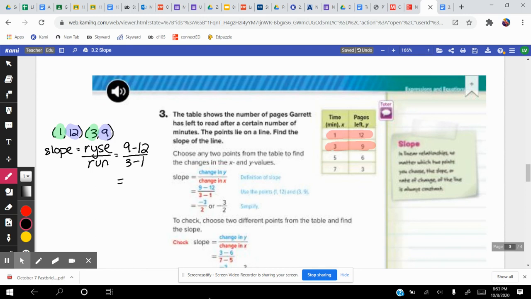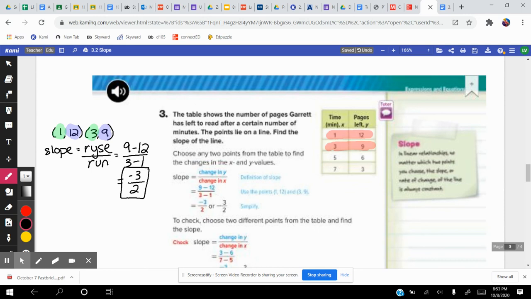So 9 minus 12 is negative 3, divided by 3 minus 1, which is 2. So that means that my slope is negative 3 halves. When you solve for slope, leave it as a fraction. Leave it as a ratio. To the right, it says slope.